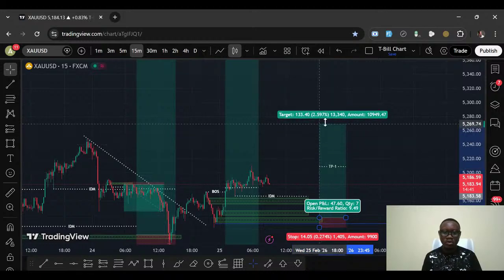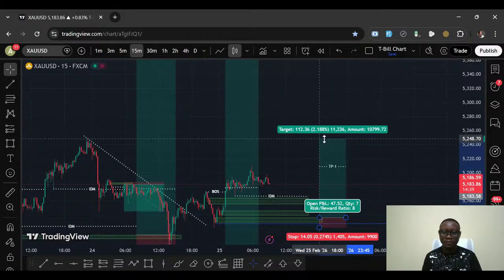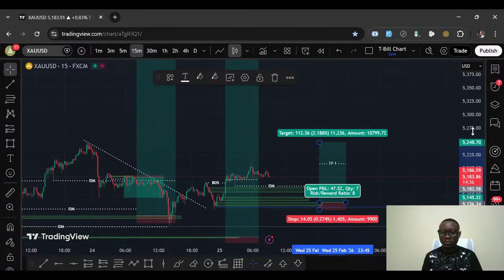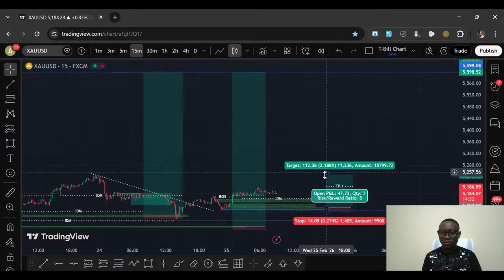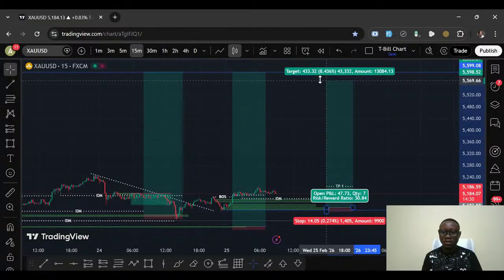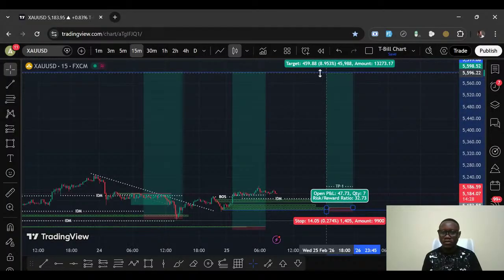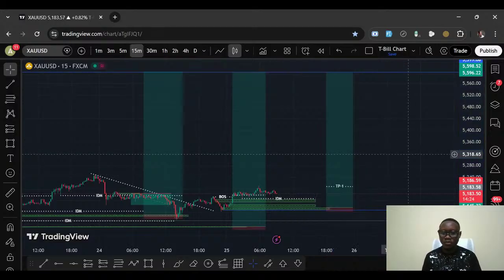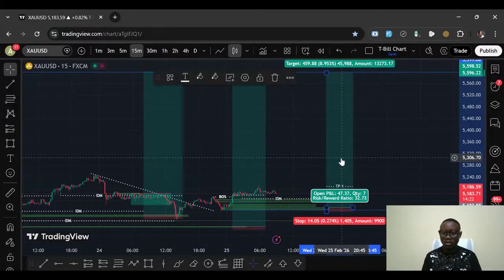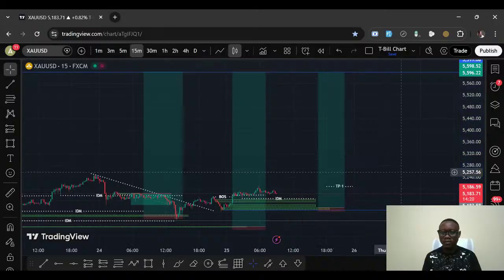TP2 would be right here. We take our final TP here. This is our full TP, and this is a 1:32 risk to reward ratio. Okay, so that is for this.